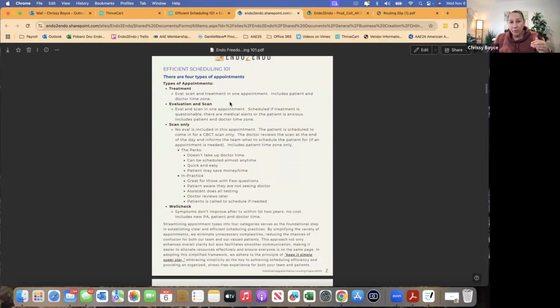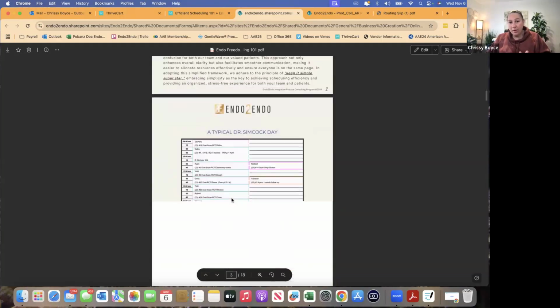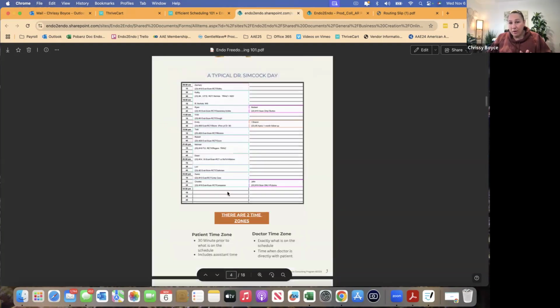We have 4 types of appointments only. It's treatment, which is the evaluation, the scan, and treatment in one appointment, or we have an evaluation and scan, or we have a scan only appointment, or we have a well check. Those are the only 4 appointments that we offer. And it explains everything here in the workbook. This gives you an example of his typical day.